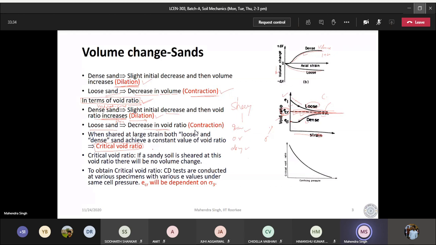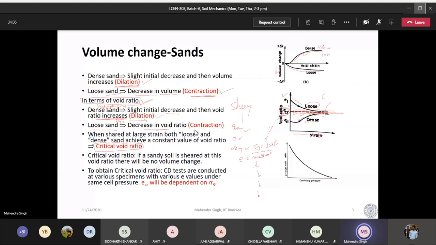So to get this critical void ratio, suppose we are taking sigma 3 equal to, let us say, 30 kPa. We can do a large number of tests. We take e small initially, a sample with smaller void ratio, then larger, then some larger value, then some larger value, and then you can find out what is that void ratio at which there is no change in volume.